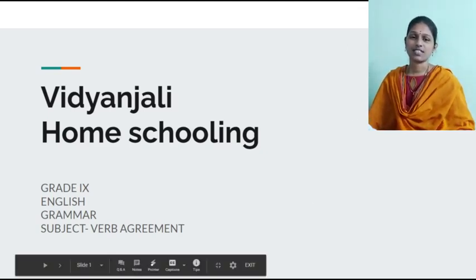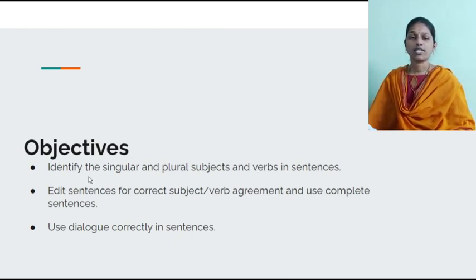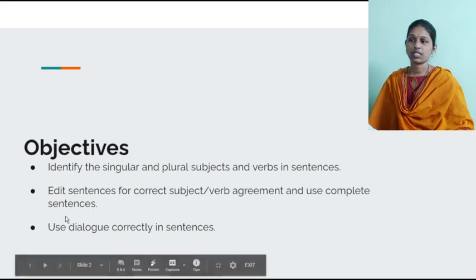Hope you are staying safe at home, and today let us learn subject verb agreement. And before that, let's know what the objectives of learning this are. By the end of this lesson, you'll be able to identify the singular and plural subjects and verbs in sentences, edit sentences for correct subject verb agreement and use complete sentences, and you'll also be able to use dialogue correctly in sentences.